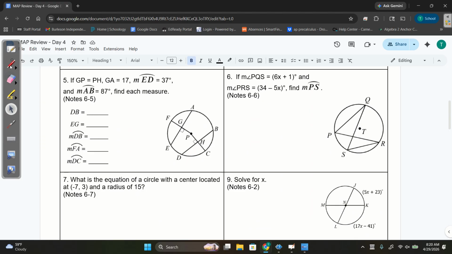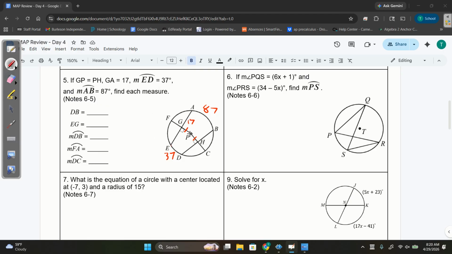Number 5. If GP is equal to PH, these two small lines, GA is 17, ED is 37, and AB is 87. Find each measure. Okay, this one was the problem that kind of messed people up a lot whenever we went over this unit.